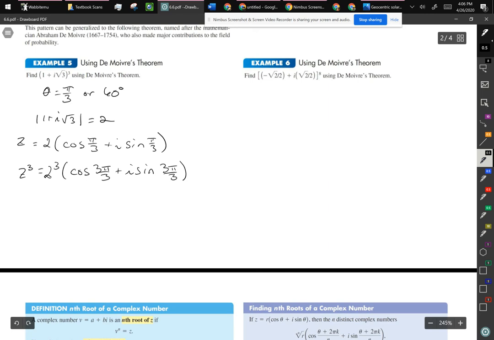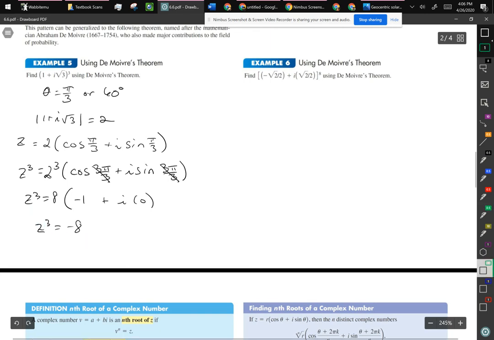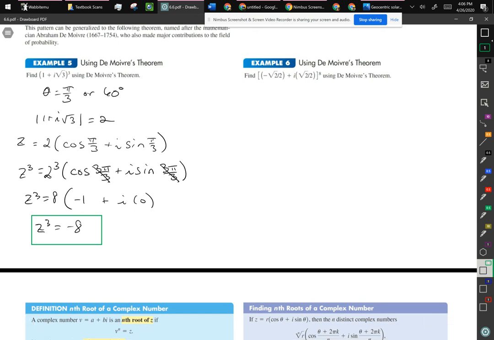And at the end of the day, z to the third would equal 8. Right? Those would cancel out. So cosine of pi will be -1 plus i times sine of pi would be 0. And so hence z to the third is -8, which we saw before, but hopefully now you understand how it works with rotations. I'll see you in example 6.